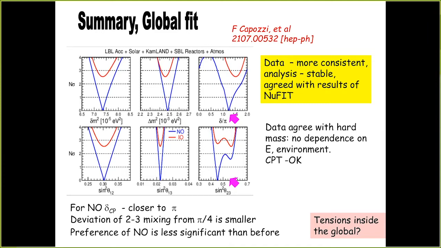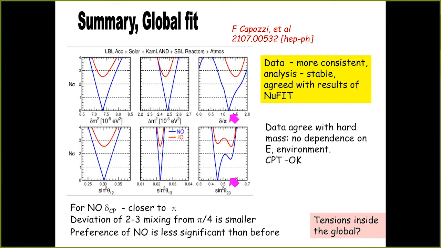One should mention that the data become more consistent, the analysis is stable, and this group gives results which are quite similar to what a new fit from another group is giving. So the data agree with Higgs mass, and no dependence of mass on energy or environment has been observed, which is very important. It is actually a test to understand what is the nature of neutrino mass.